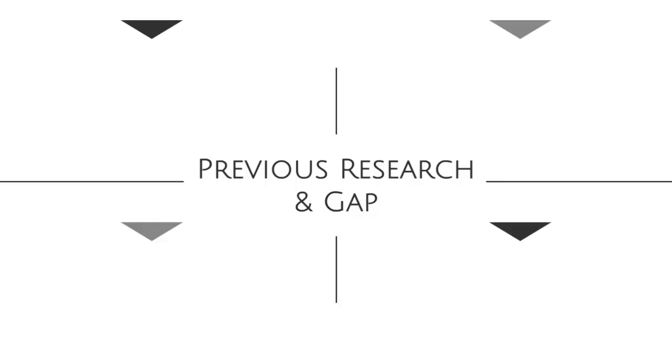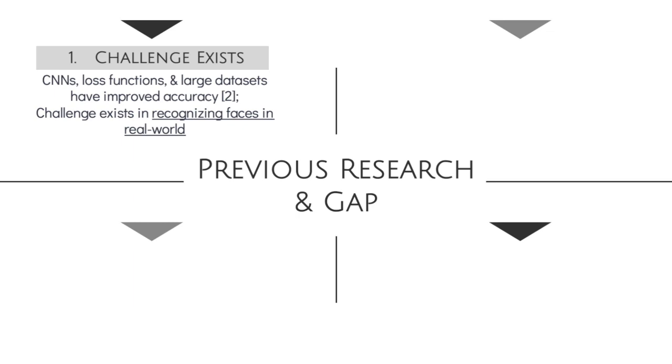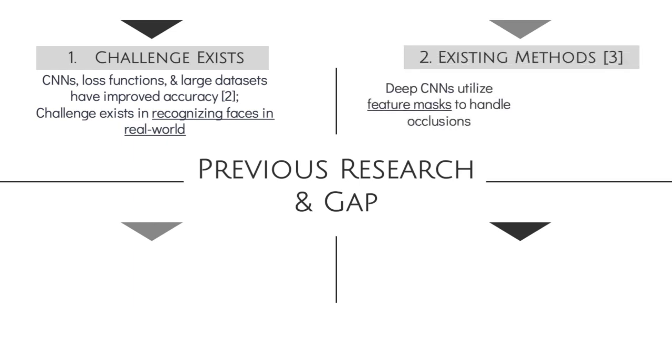Moving on to previous research and gap. Technology solutions exist for improving the accuracy of facial recognition. However, challenges still exist in the real-world scenario, especially due to face occlusion, light and pose variance, etc. One existing method, which is one of the reference researches for this project, utilizes deep CNNs as well as feature masks to handle occlusions. As you can see here, the image on the right is a feature mask, and the orange box correctly depicts the location where the mask exists on the image on the left.